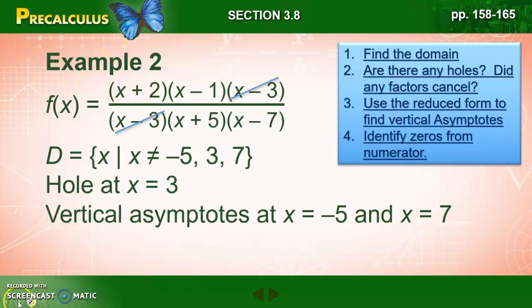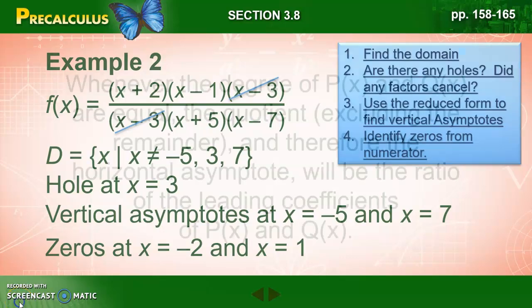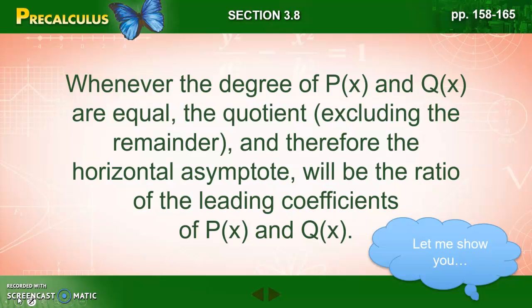Then we will find our zeros from the numerator to find our intercepts. We have zeros at negative 2 and at 1. So we have quite a bit of information. We have a hole, we've got two asymptotes, we've got zeros, or where it crosses the x-axis, at negative 2 and 1. And that's the information that we can glean from that. We can then put that on a graph, looking for values between our asymptotes to finish the graph.